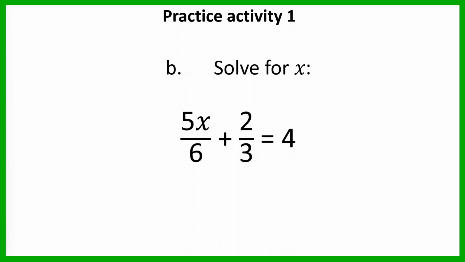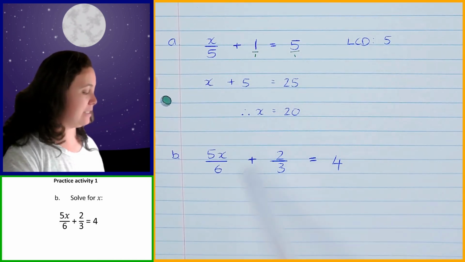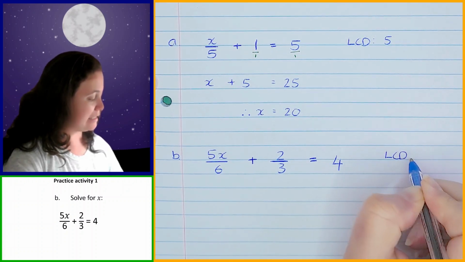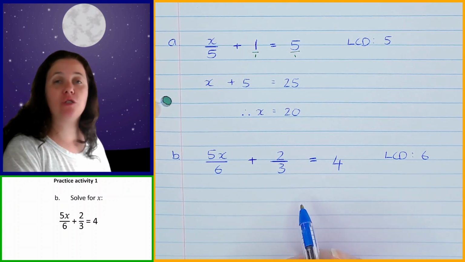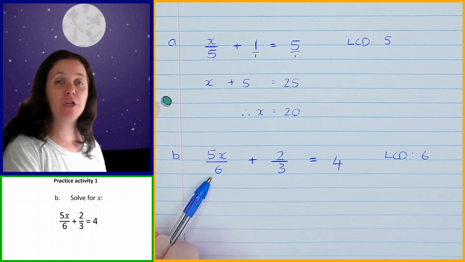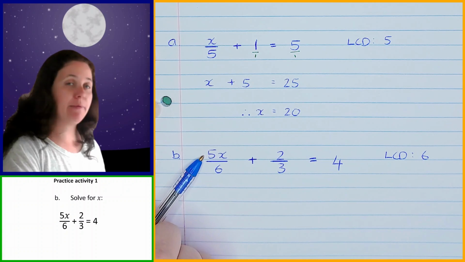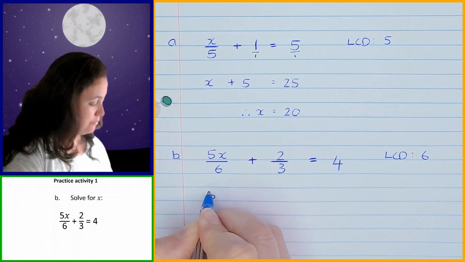Okay, so let's go through that question. Right, so I'm going to start off by finding my LCD. My denominators here are 6 and 3, so the LCD is going to be 6. So I write that down over here, that the LCD is 6. Now let's see what we need to do to all of the numerators. For the first fraction, this has already got a denominator of 6, so I don't need to multiply by anything. So the top is going to stay the same, and because it's only one term, I don't need to put it in brackets. So it's just 5x.